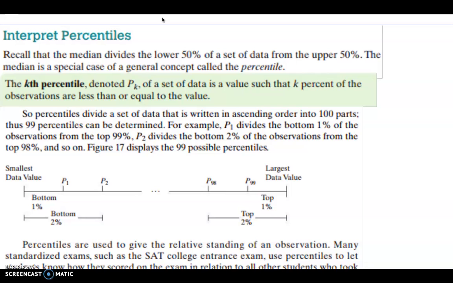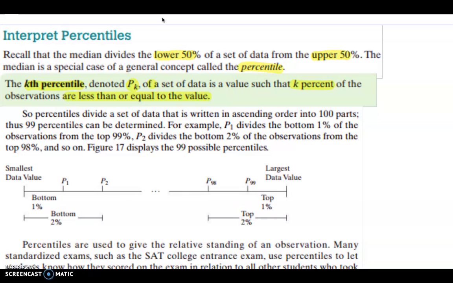So recall that the median divides the lower 50% of the set of data from the upper 50%. It's right down the middle, 50% above, 50% below. The median is a special case of this general concept that we call a percentile. So the kth percentile, denoted by P sub k, so like the 20th percentile will be P sub 20, is a value such that k% of the observations are less than or equal to that value.